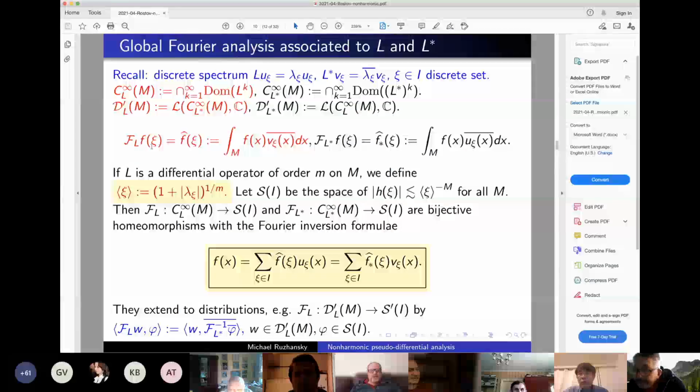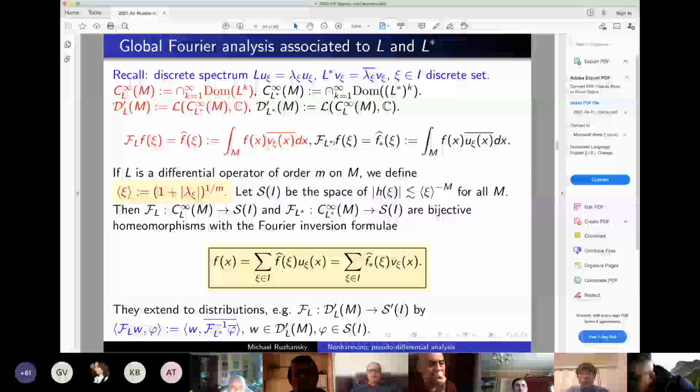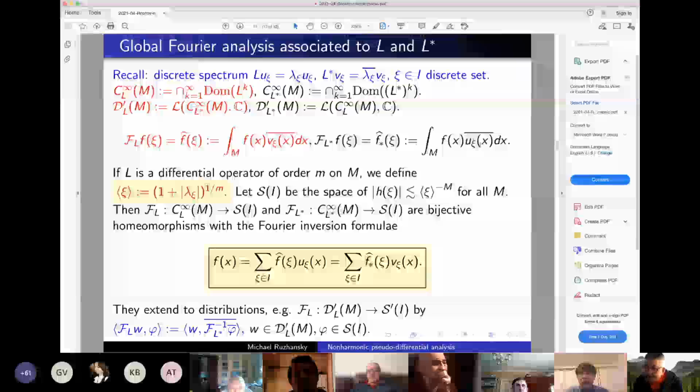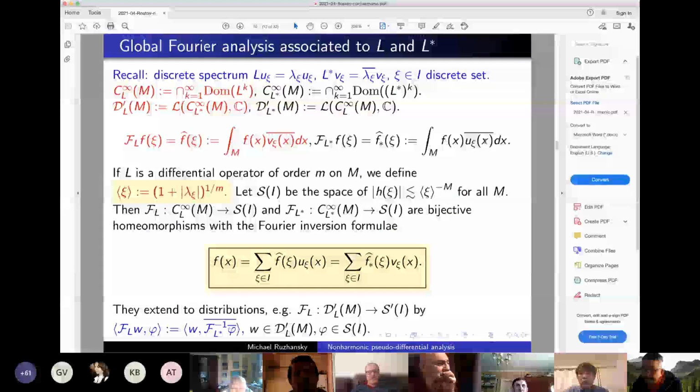So here we define the Fourier transform of L, the Fourier coefficient of f with respect to L. The L-Fourier transform of f is the integral with respect to V_ψ. Remember, these are eigenfunctions of the dual problem L*. And the Fourier transform with respect to L* is an integral with respect to U_ψ, which are eigenfunctions of the operator L.